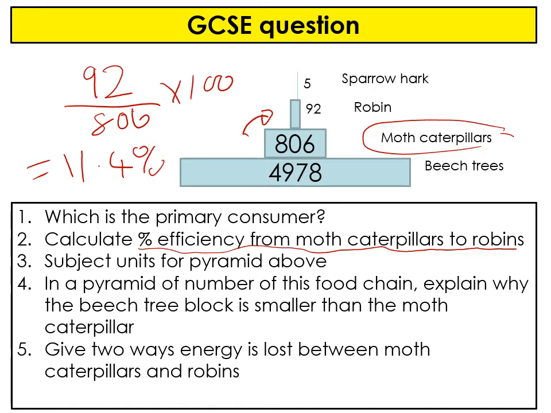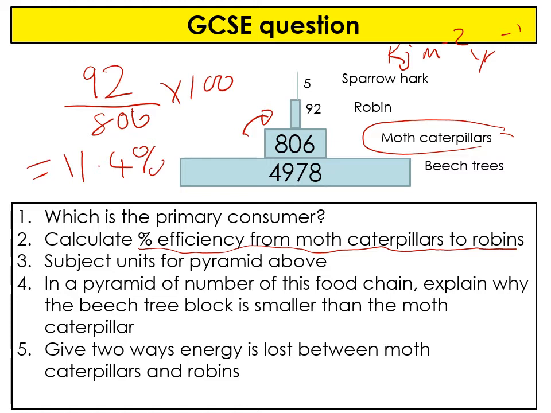Okay, so what about units for our pyramid above? Well, it's an energy pyramid, which I now note it doesn't say anywhere, but it's an energy pyramid, so these are energy values. So kilojoules per meter squared per year.